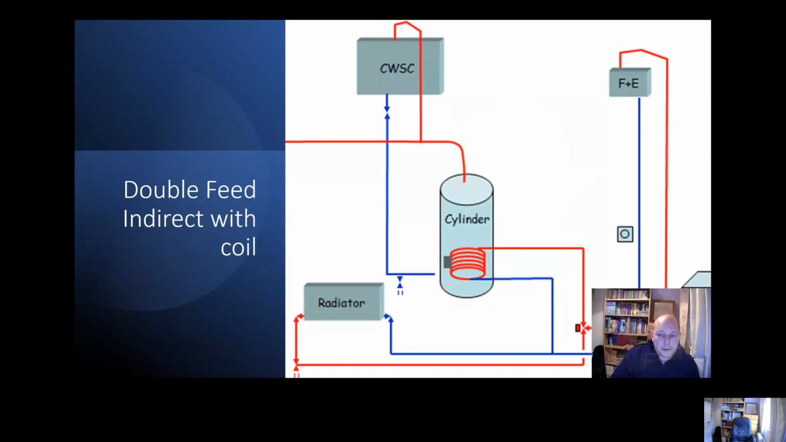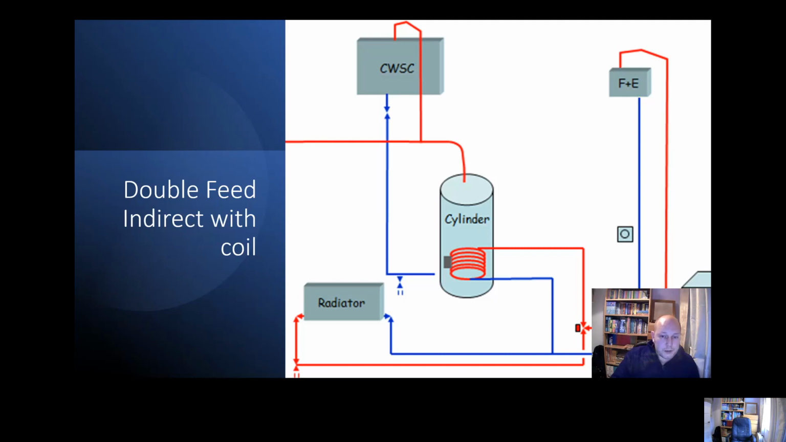So this is a diagram of a double feed indirect cylinder with coil. You can see, well, you can't see in the corner here, there's a boiler with a flow coming out of it and return going back to it. This would be described as a primary flow. It would be 22 mil on the main runs. Going to individual radiators, it could drop to a minimum of 8 mil, but on the main runs to the cylinder, if it's gas fired or oil fired, it would be minimum of 22 mil or 28 mil if it's solid fuel fired.